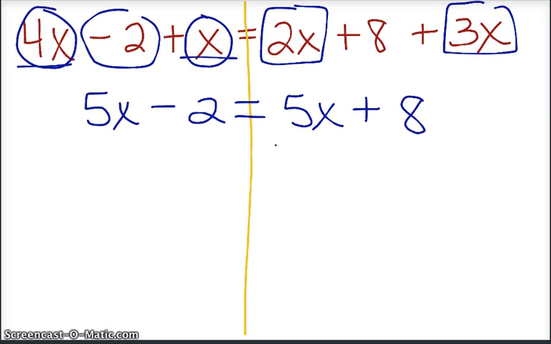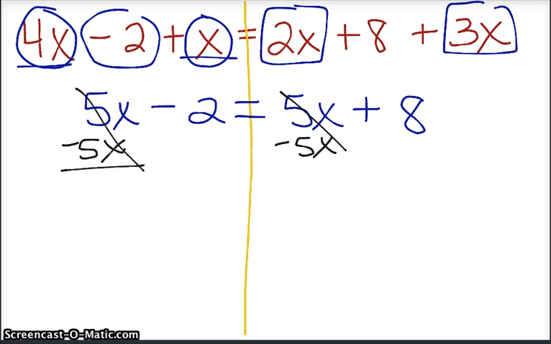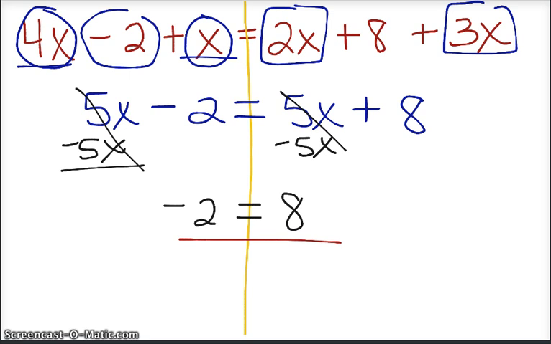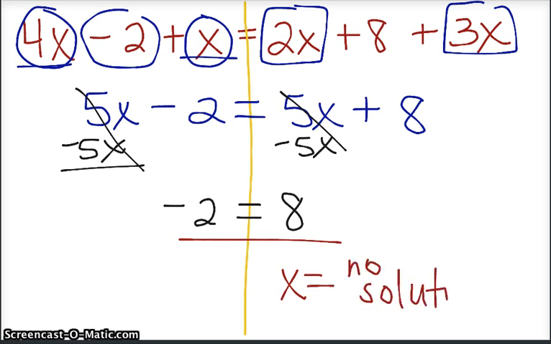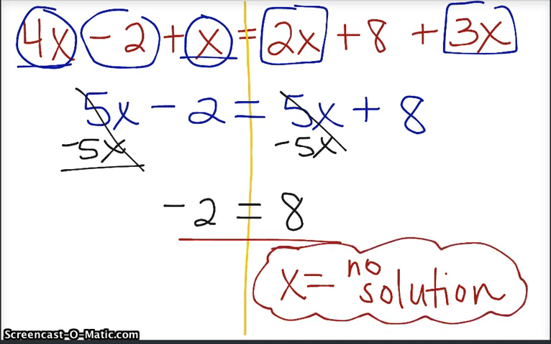Well, if I try to take those away, if I have to do the same thing to both sides, all my x's are gone, and all I'm left with is negative 2 equals 8. Well, right away I know that's not true. Negative 2 does not equal 8. So if you get down to something like that, your answer is x equals no solution. There's no answer in that equation that will work. So the answer is x equals no solution.